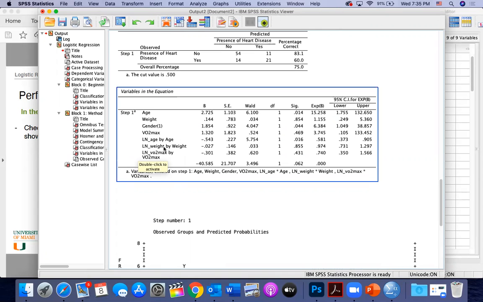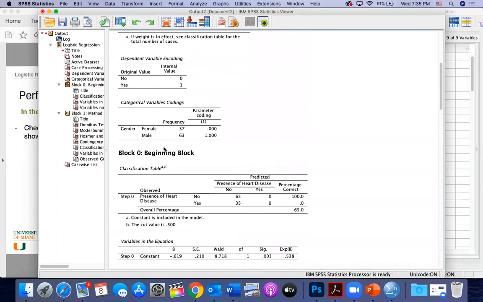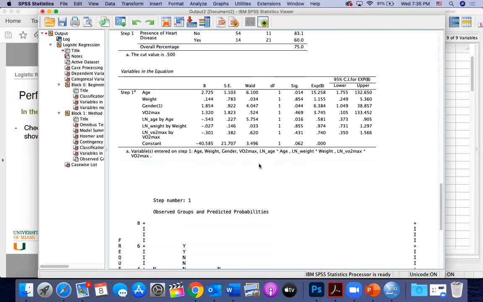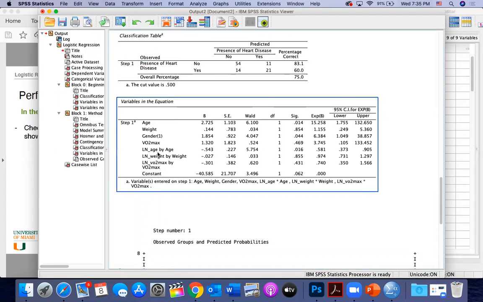Remember that we don't want the interaction terms to be significant. Otherwise, we violated the assumption. And you should also note that sometimes if you have a large sample size, you will get a significant interaction effect. So our sample size is 100, I guess. It's a kind of large sample size. So let's go back to look at the significance of the interaction effects.